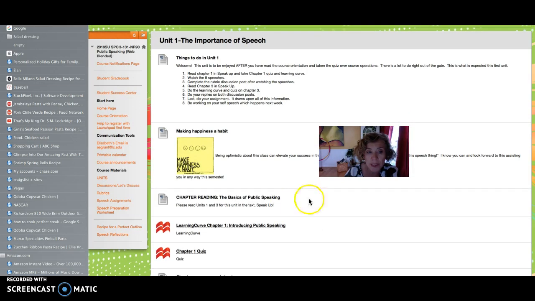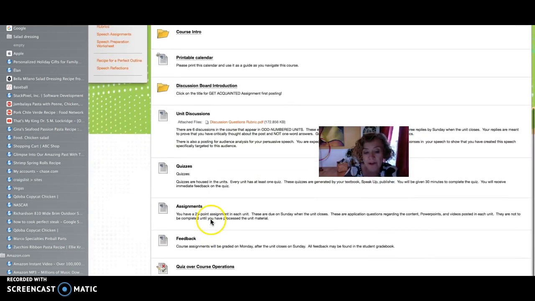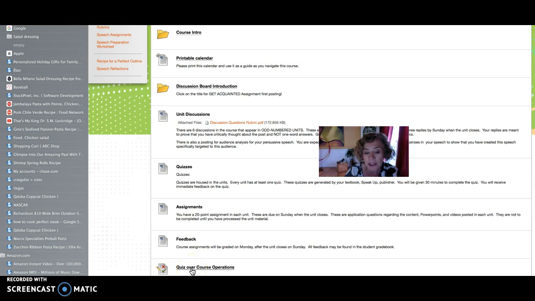Also this first week in the course orientation, you're supposed to take a quiz, and that is housed at the very bottom of the course orientation file. So it's worth 20 points. And just know that you need to follow the calendar and don't count on the fact that there's going to be late work accepted.